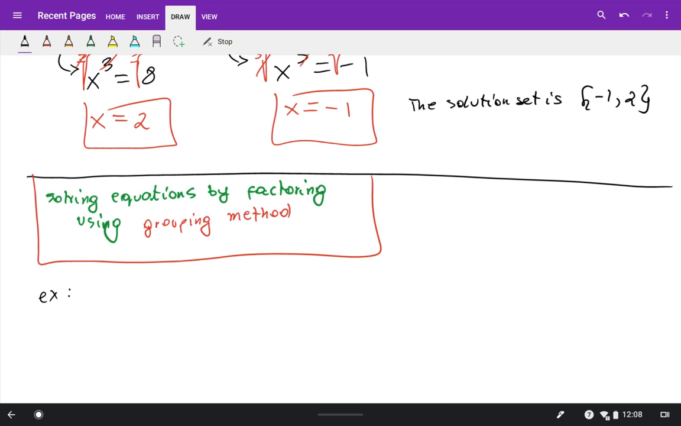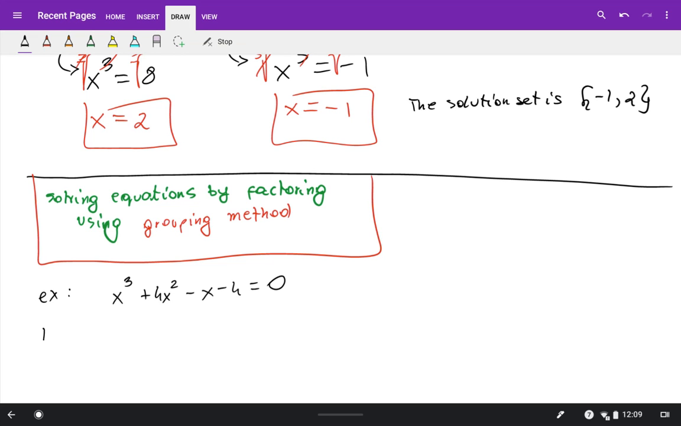So for example, we have x to the third power plus 4x squared minus x minus 4 equals 0. So I'm going to use the grouping method here because look what happened. First of all, I cannot apply the quadratic formula because this equation is not quadratic. The degree of x, the highest exponent, is 3. So this is a polynomial of degree 3.